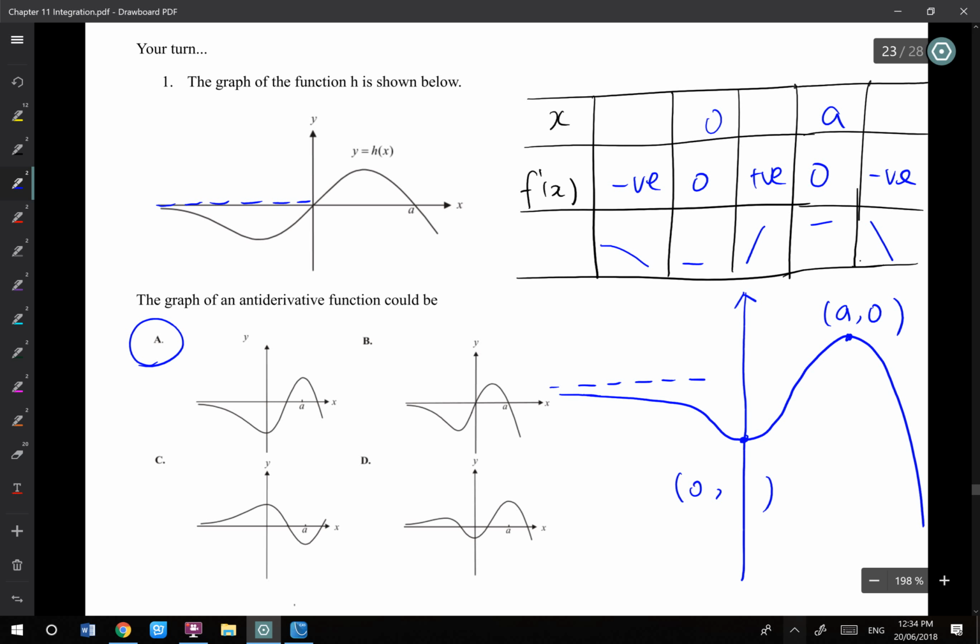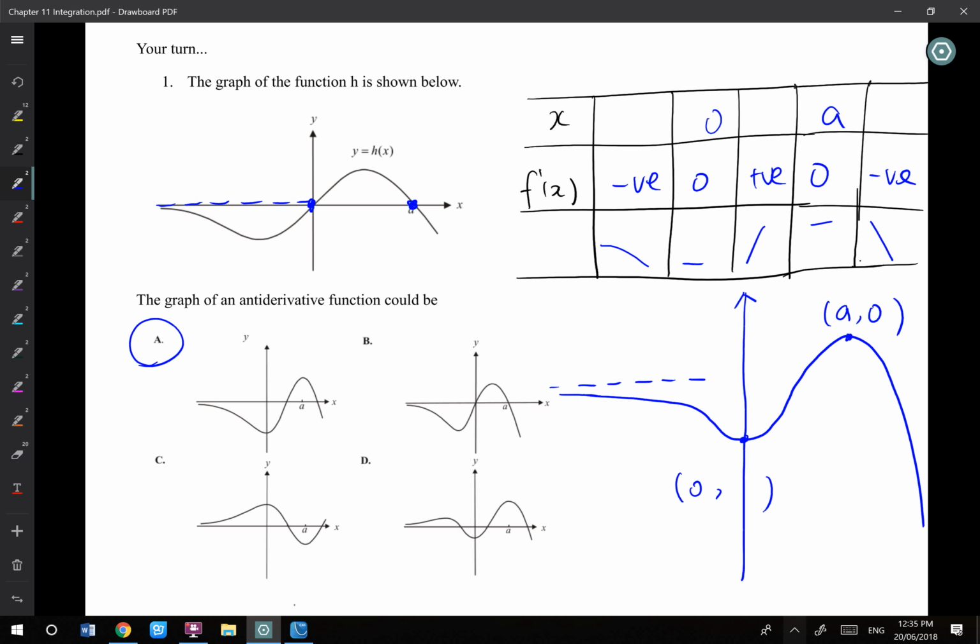So let's have a look at this question. You have this derivative function. I have 0 and A here, because they are the x-intercepts. On the left-hand side of 0, you have a negative function. In between 0 and A, you have positive, and after A, you have negative. So the function should be decreasing, then increasing, and then decreasing.